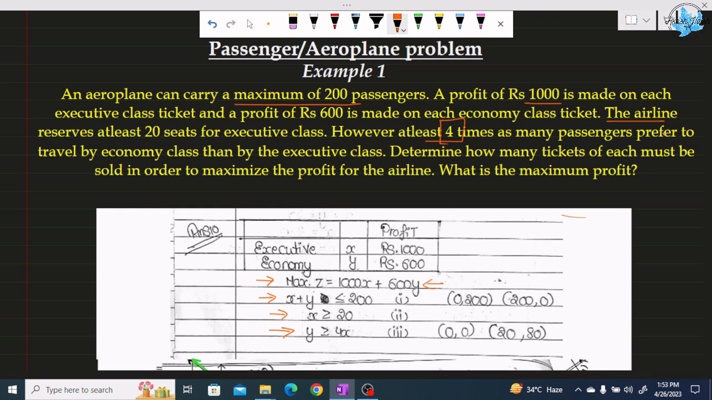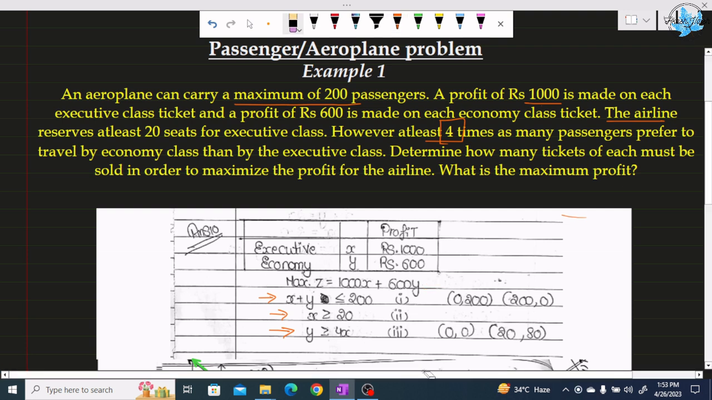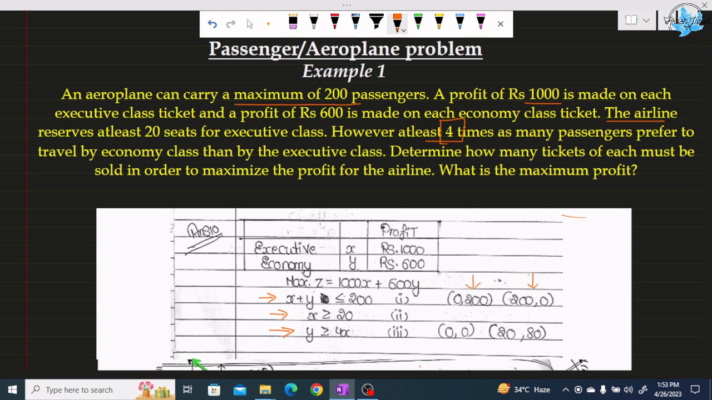So that's for your third equation. Now to draw the graph, we need the minimum two coordinates of each equation to draw the line graph. From the first constraint, if we assume x to be 0, then I will get y to be 200. And if I assume y to be 0, then x is 200. So that's all for the coordinates of the first equation.